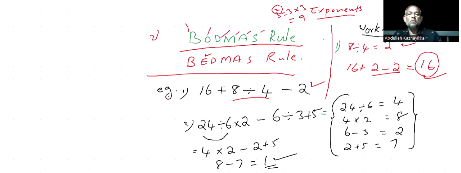So what you have to do here is obey the BEDMAS rule. All of you, please listen. 24 divided by 6. Did anybody do the question? Confusion is there. That is the wrong answer. You have to get the answer 1. Anybody got answer 1? No.